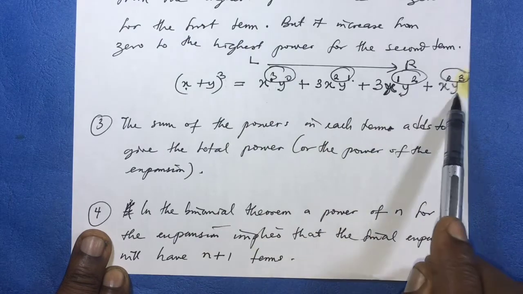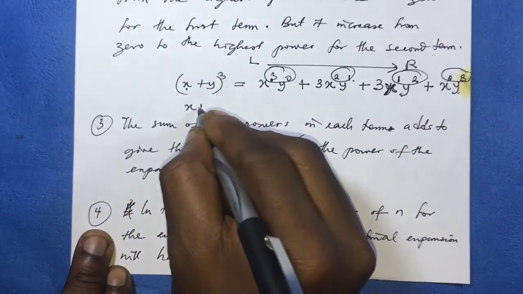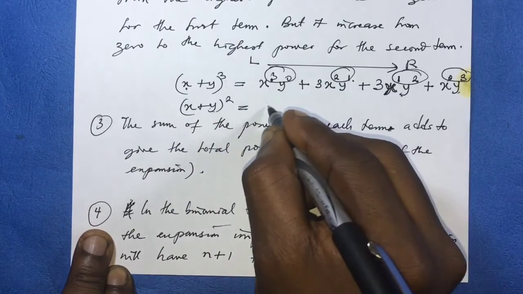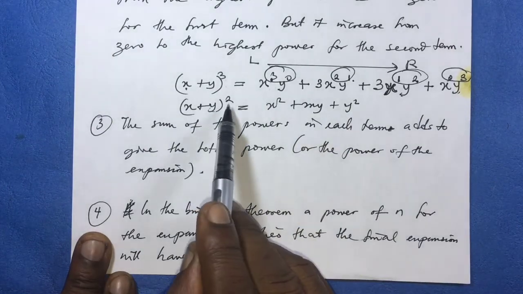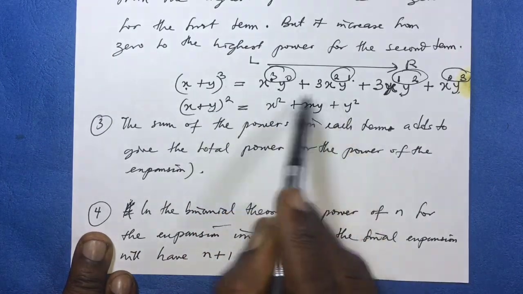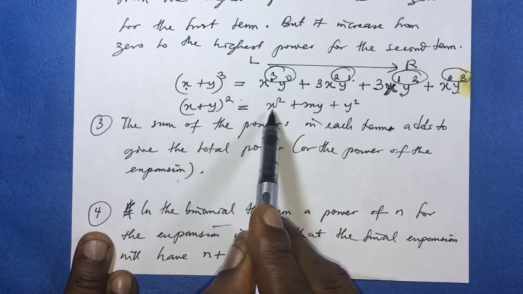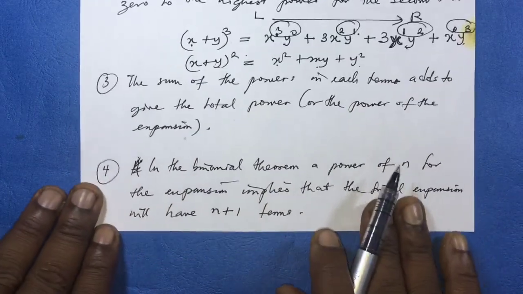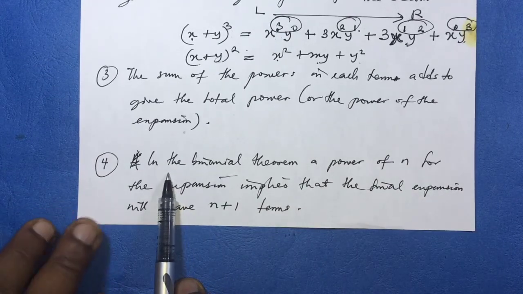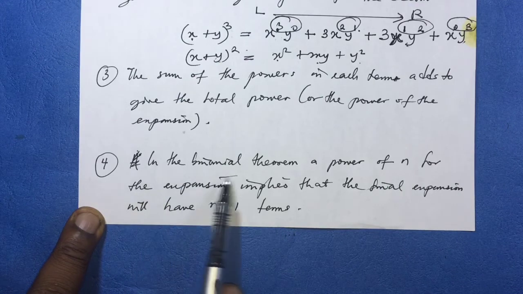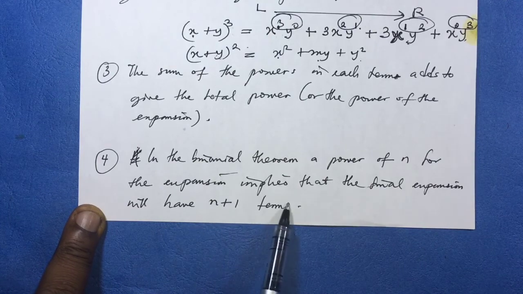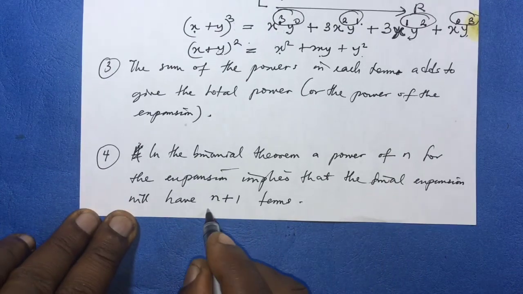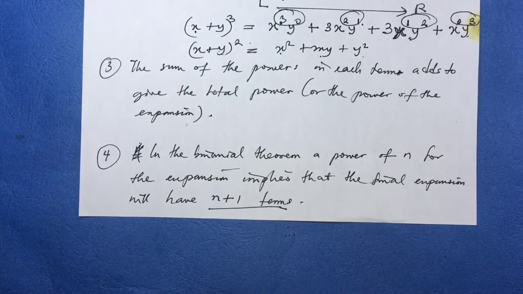1, 2, 3, 4. If the expansion were to be x plus y raised to power 2, this would have given you x squared plus 2xy plus y squared. Note again, if the expansion carries a power of 2, the total number of terms will be 3. That is 2 plus 1 terms. 1, 2, 3. So what this particular statement about the binomial theorem is saying is that if the power of the expansion is n, then the final expansion would have n plus 1 terms. So the number of terms you have in an expansion is always 1 more than the power.